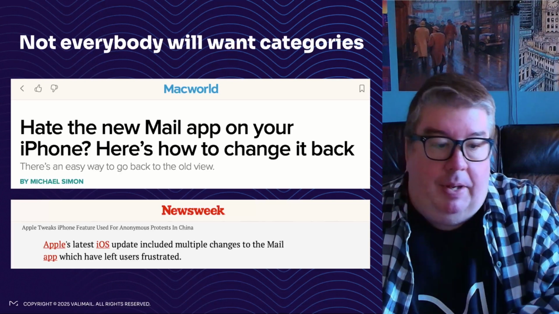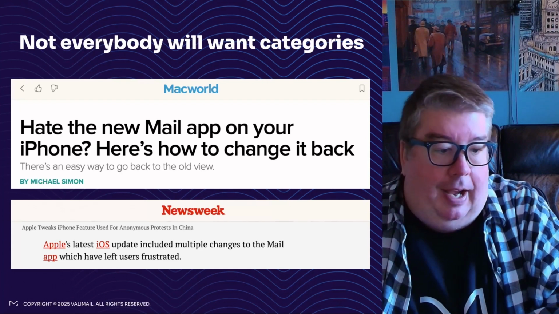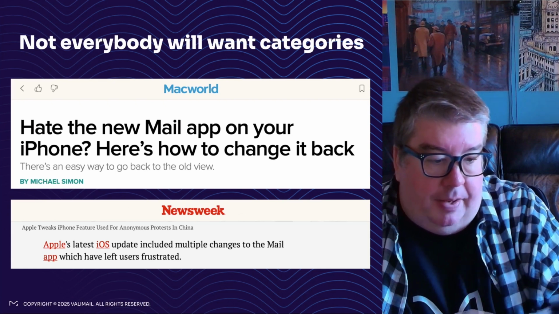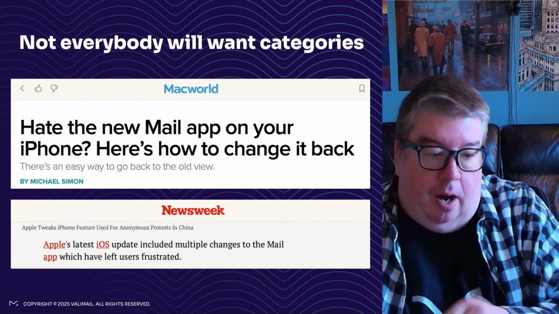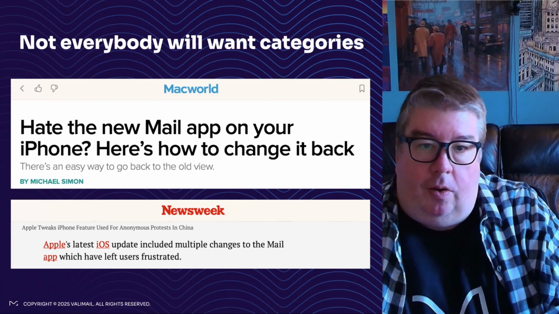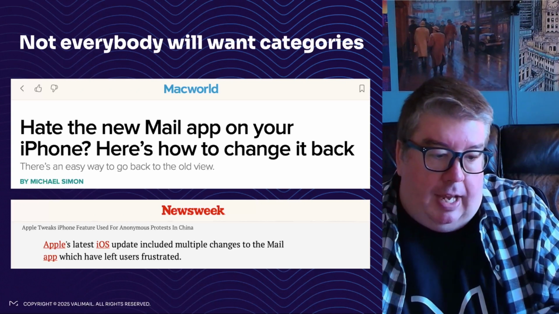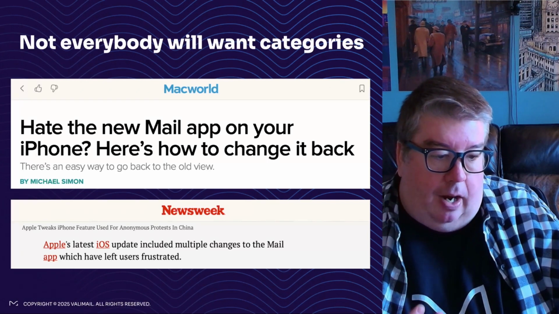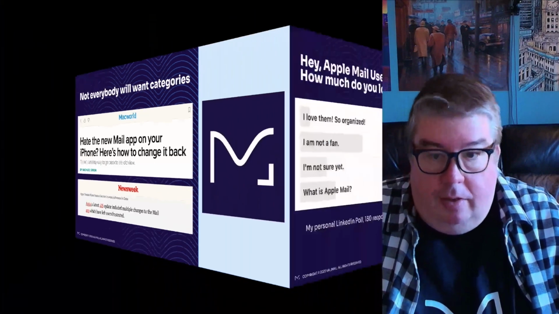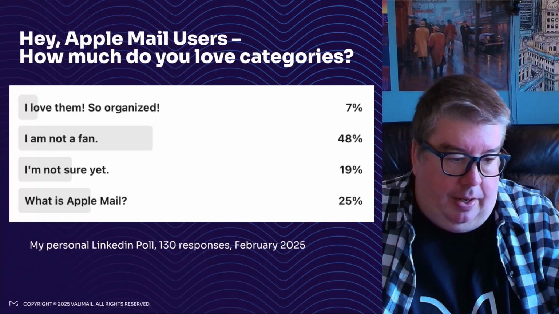And in fact, I've been seeing a handful of news articles just in the past days that suggest that not everybody is really enthused about the latest version of Apple Mail, specifically the categories functionality. And there have been articles about how you can turn off categories and get back to the old list view of the inbox in Apple Mail. So keep in mind that there's going to be a fair number of people that are not really into it. They're going to switch back to the old way, and they're not going to be impacted by anything happening with categories anyway.